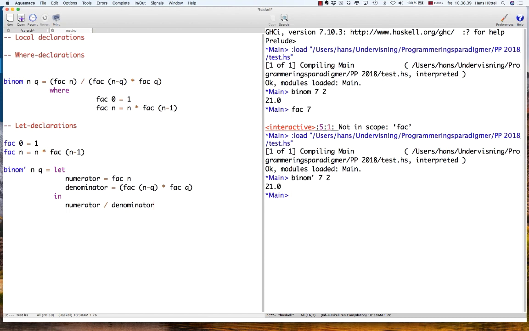So these are two kinds of local declarations that we can use: where declarations and let declarations. And my message to you is, please use them to structure your program. Please, please, please use them. The next question is, how do we type check expressions and declarations that contain wheres and lets? Let's have a look at that now.